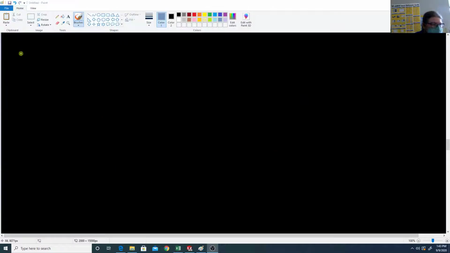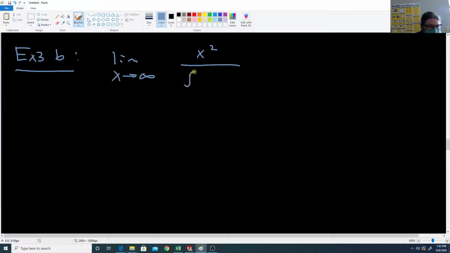All right, for example 3, part B, what we're looking at here is the limit as x approaches infinity of x squared over the square root of x cubed plus 1. So now, the highest power in the denominator is going to be caused by the cube term, but it's sort of under a square root.